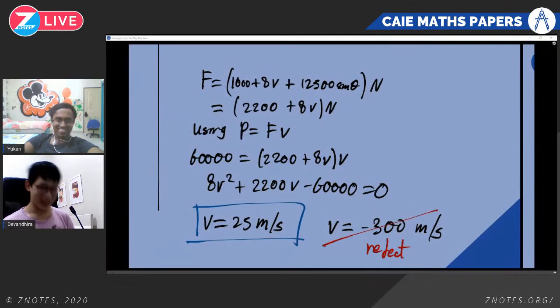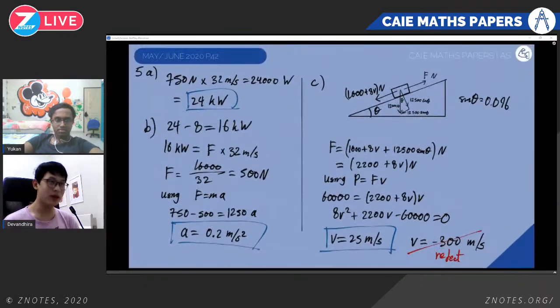Of course you get two answers because it's a quadratic. You get 25 and negative 300. Of course you have to reject that 300 or else you'll be flying back down there. So our velocity is 25 meters per second. Agree here again? Anything you want to add here?